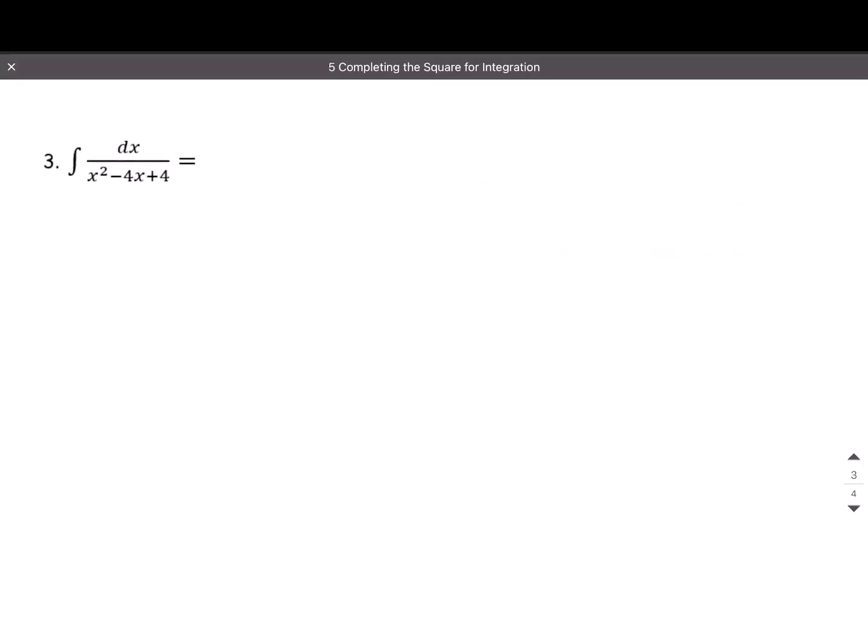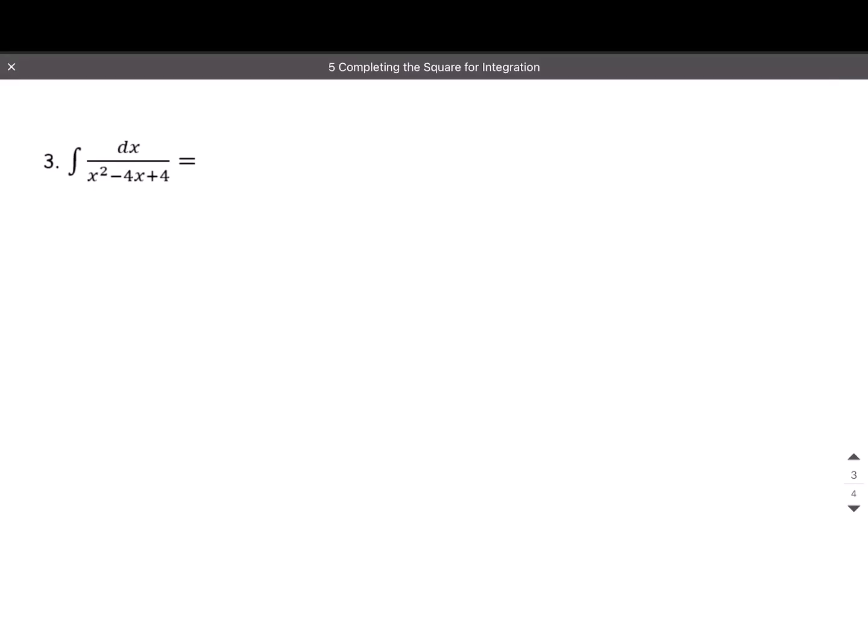Here's another one. Let's try this one. Again, if I look at x squared minus 4x plus 4, if I let the denominator be u, my du dx is going to be 2x minus 4, and I don't have a 2x to cancel that out with. So I would have u's and x's. That's not going to be good. So we're going to try to complete the square.